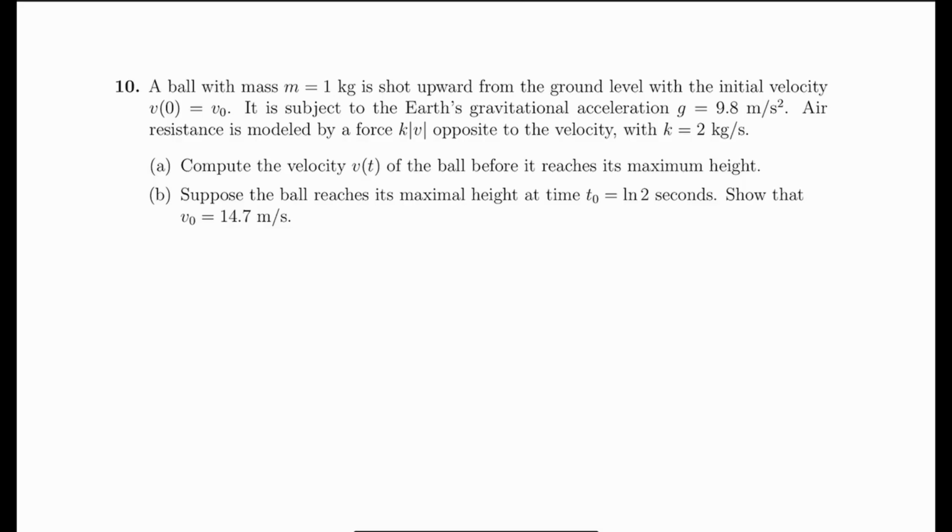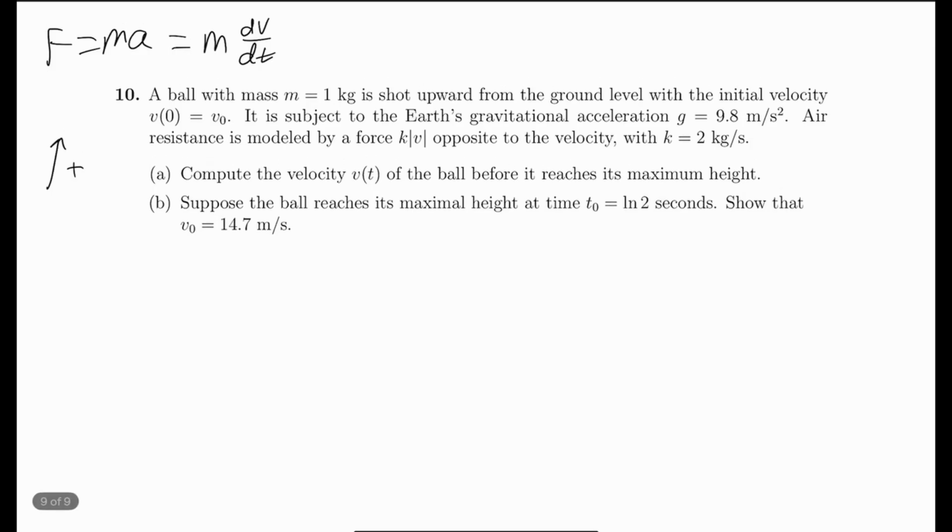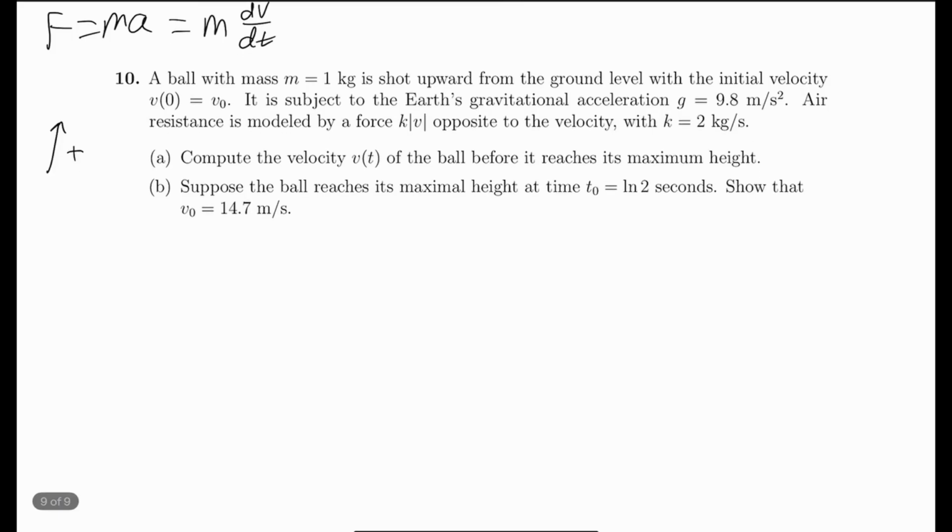A few things to note here. First, remember F equals ma. This can also be written as m times dv dt. We'll of course define up as positive. We can start setting up our force balance equation. The forces acting on the ball at any point, there will be two. There will be the gravitational force and there will be an air resistance force.